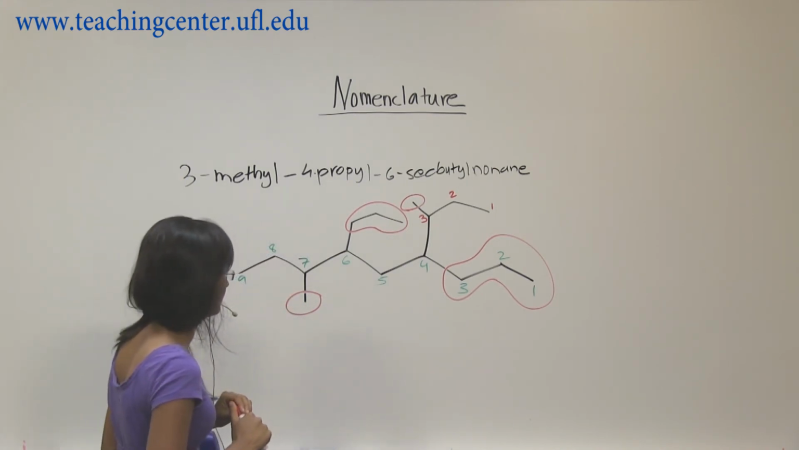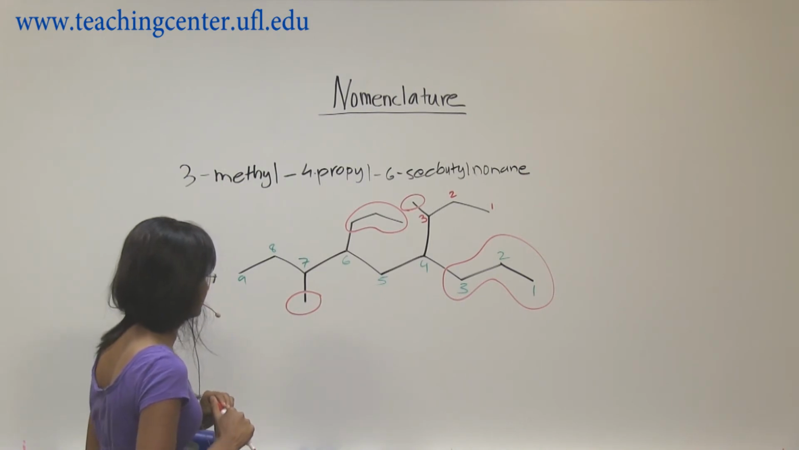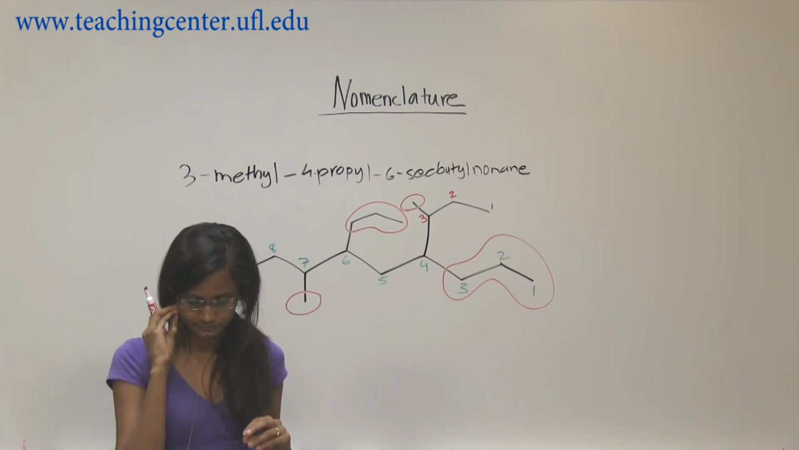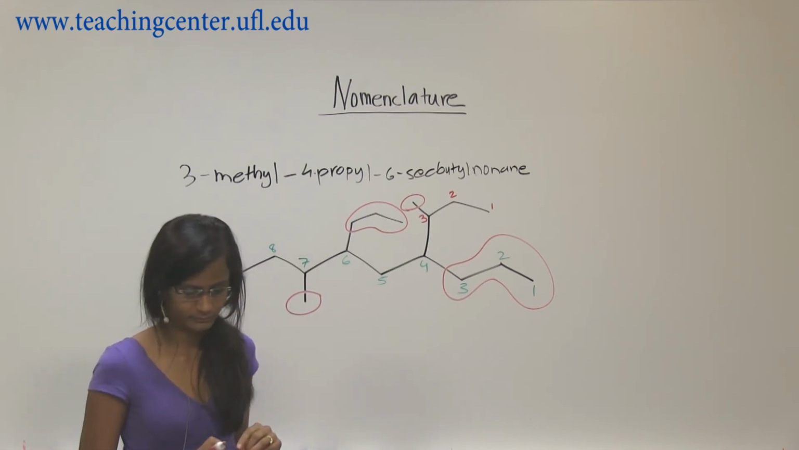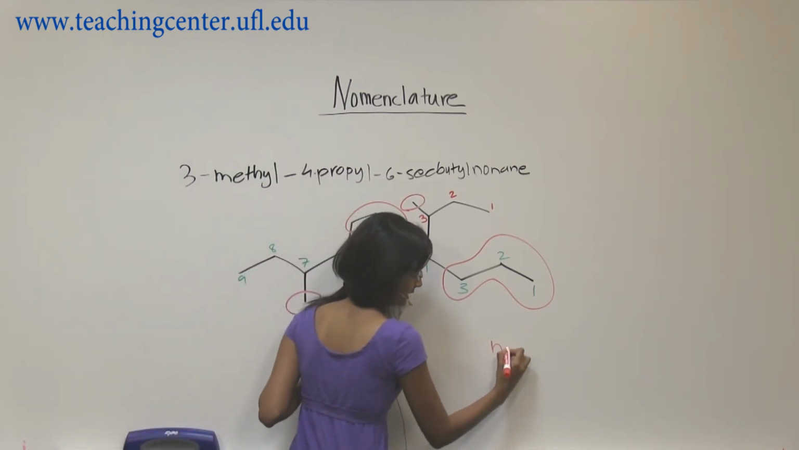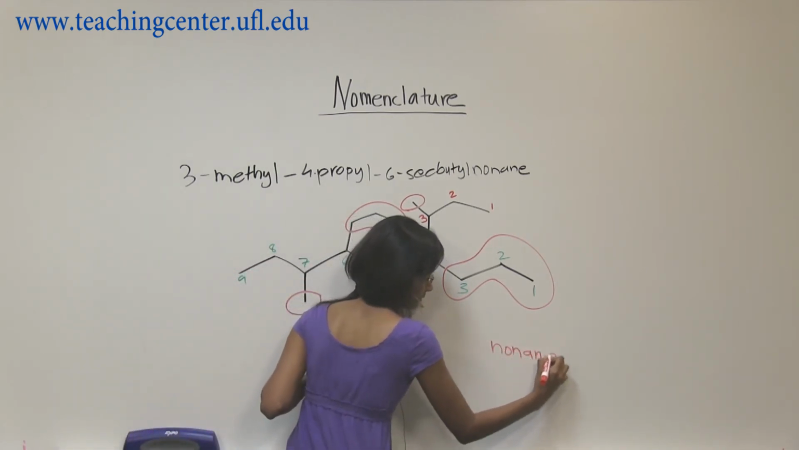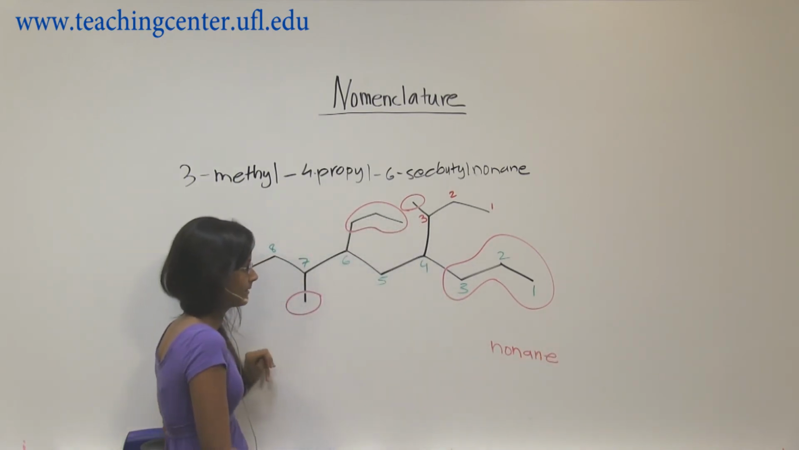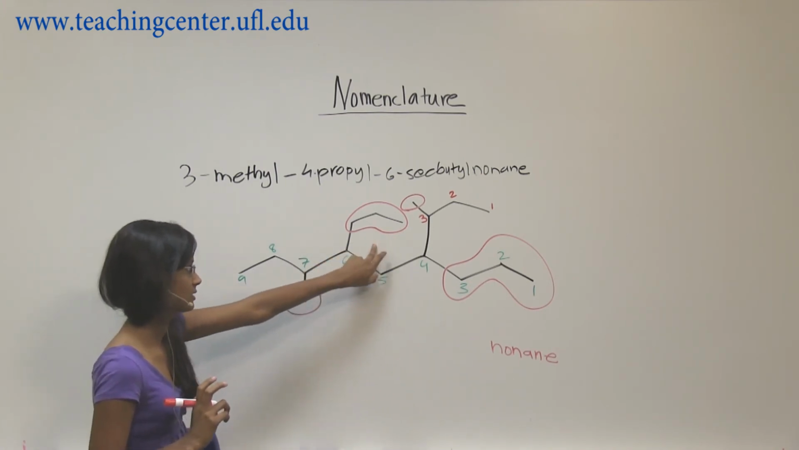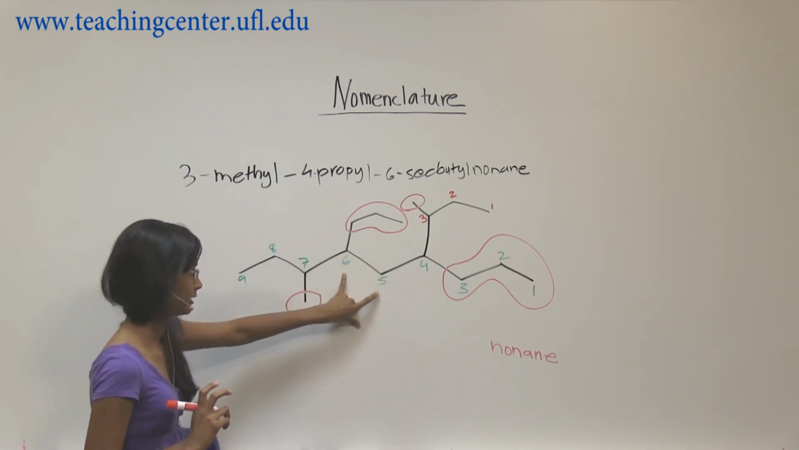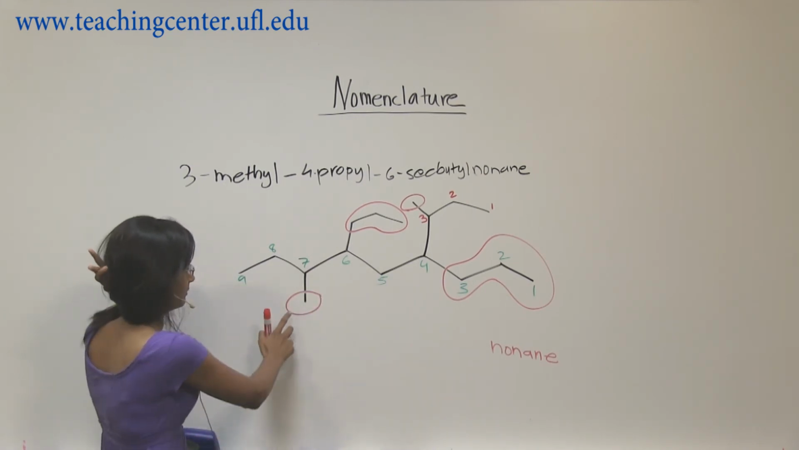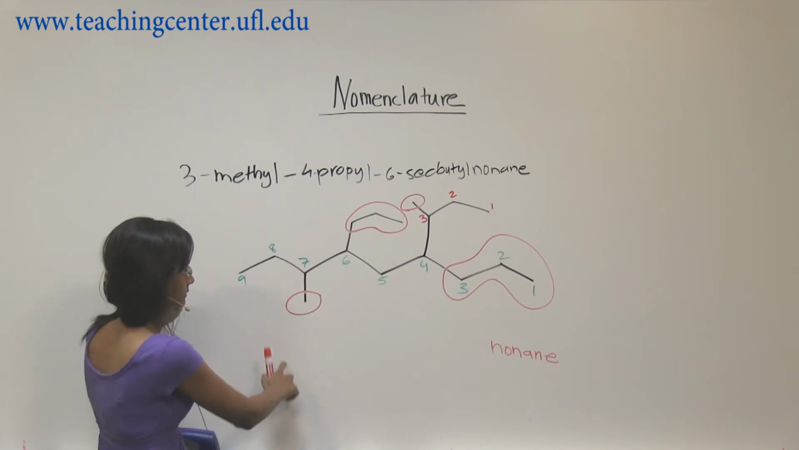Okay. Alright, let's try to do this now. Okay, we have nine, so it's still going to be nonane. That will still be your backbone. Then we have 2 propyl substituents on carbon 3 and 4, 4 and 6. And we have a methyl on 7. Okay.